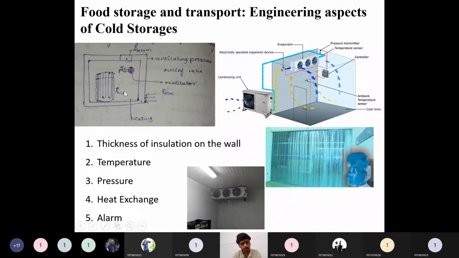So in order to have proper pressure inside and outside the cold storage, we have to provide proper ventilation. That ventilation needs to be provided according to the refrigeration environment needed inside that particular cold storage room. Then the next one is the heat exchange. If doors are there, somebody is coming inside, somebody is going outside, so the heat exchange will happen between the environment and the inside of the cold storage.